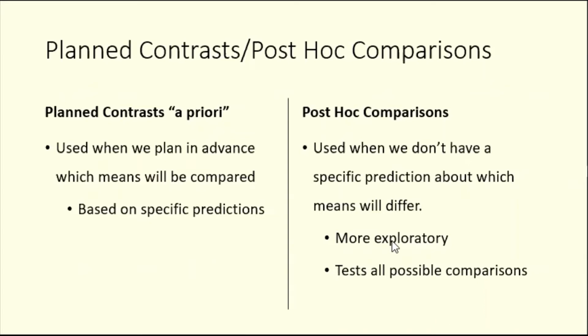For a post hoc comparison, these are used when we don't have a specific prediction about which means will differ. It's just that we've predicted that something will be different, but we haven't made a prediction about what. And so post hoc comparisons are more exploratory, and they actually test all of the possible comparisons between all of our groups. And again, this is in contrast to these planned contrasts, because in those cases, we're only going to test the specific pairs that we have made predictions about. For the post hoc comparisons, we're testing everything, all possible comparisons.